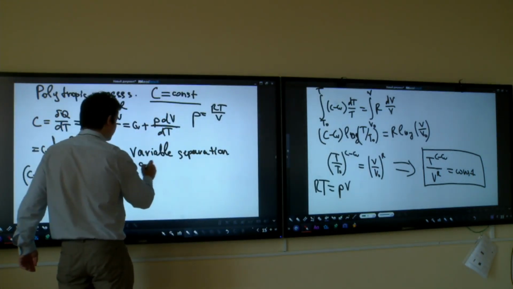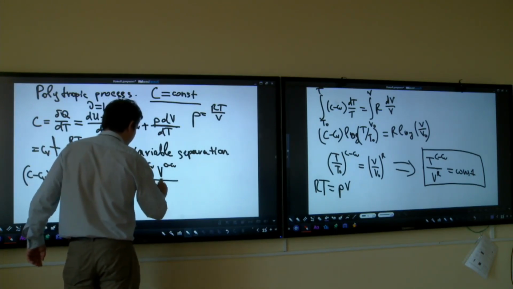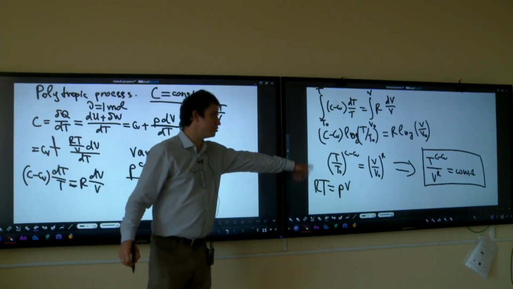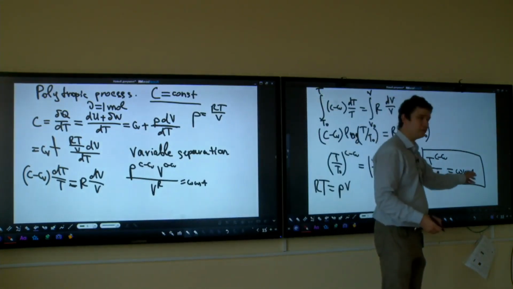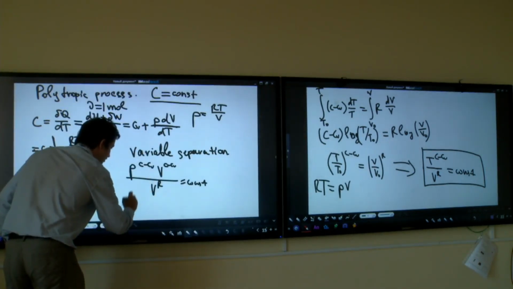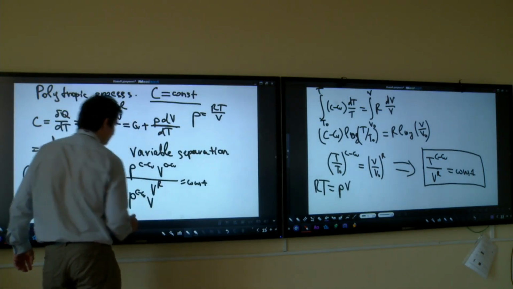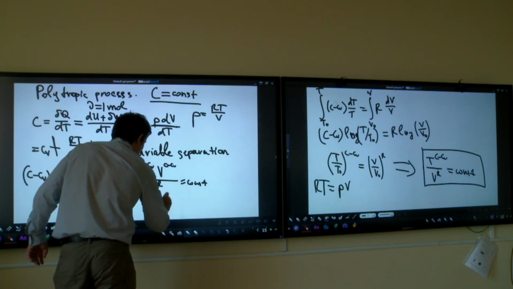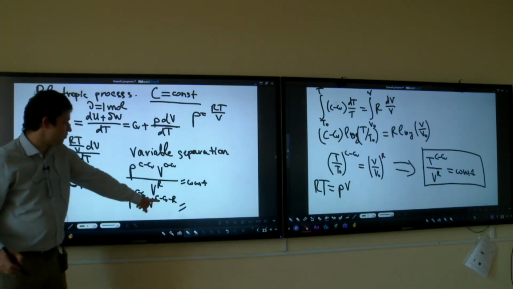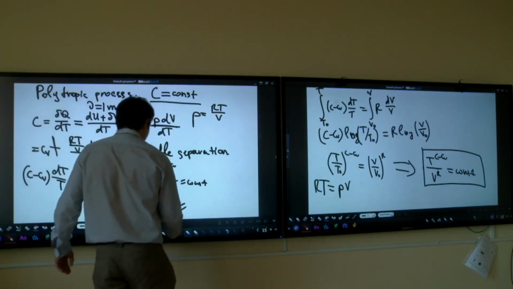P to the C minus CV, V to the C minus CV over V to the R is constant. R to the C minus CV is also constant, but I haven't included it in the right-hand side. And after this, I get P to the C minus CV multiplied by V to the C minus CV minus R is constant. But I remember that according to the Mayer relation, CV plus R would give me CP, so I get the following.